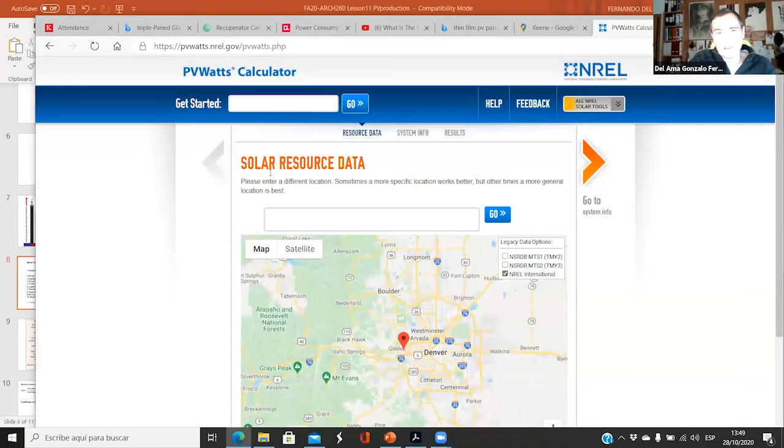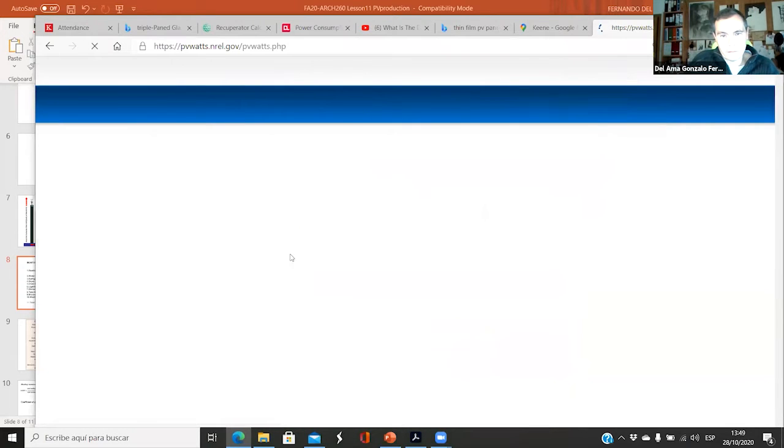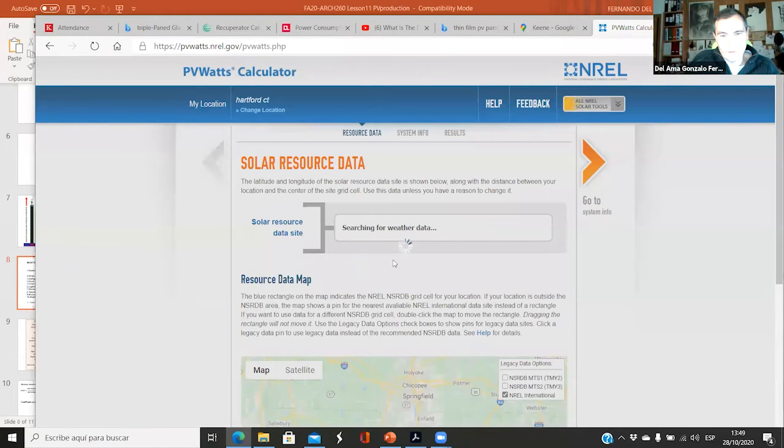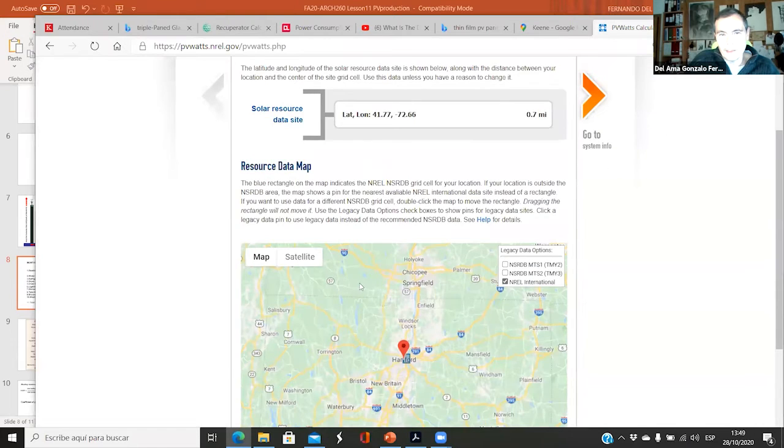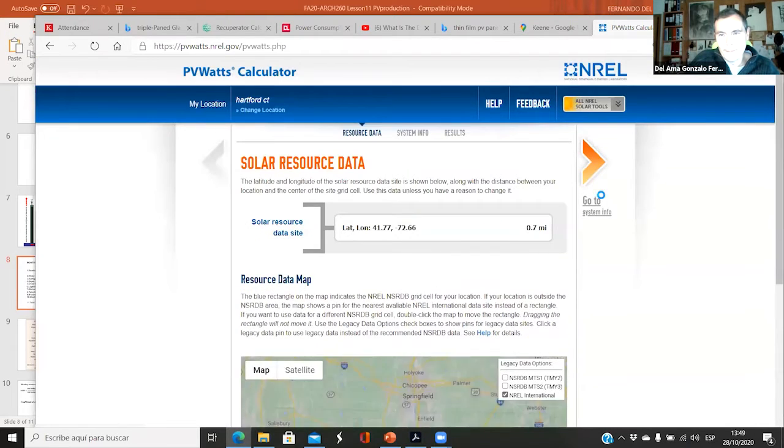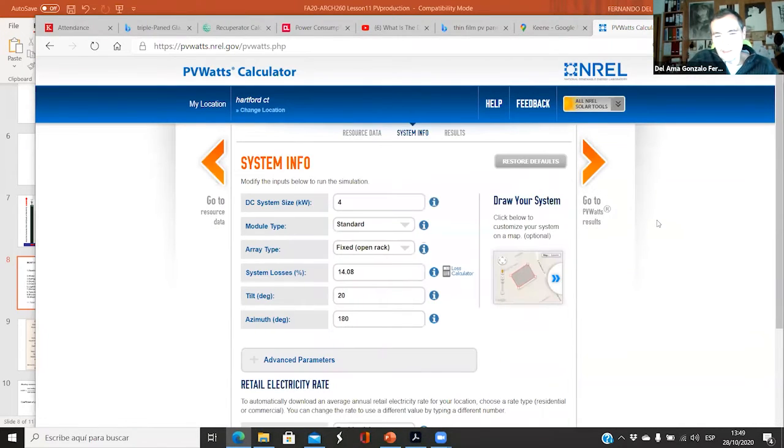Okay. Where are we? Let's say that we are in Hartford, Connecticut, or wherever your house or the building that you are working with is. And now, this is what we need to do.